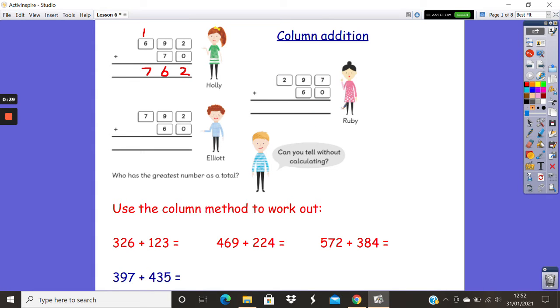See if you can have a go at Ruby's calculation and Elliot's calculation. Once you've done that, pause the video and put the following calculations in column addition and have a go at those ones.